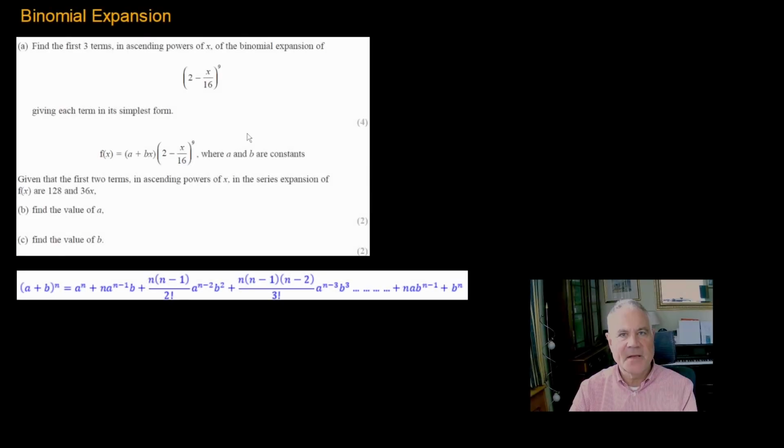Okay, I've got another binomial expansion question here. We've been given the expression that we need to expand. It's up to a positive power of 9, and we need the first 3 terms. And then we've got to do some algebraic work. I think it's always good to write what we need to substitute into this beast of a formula before we do so.